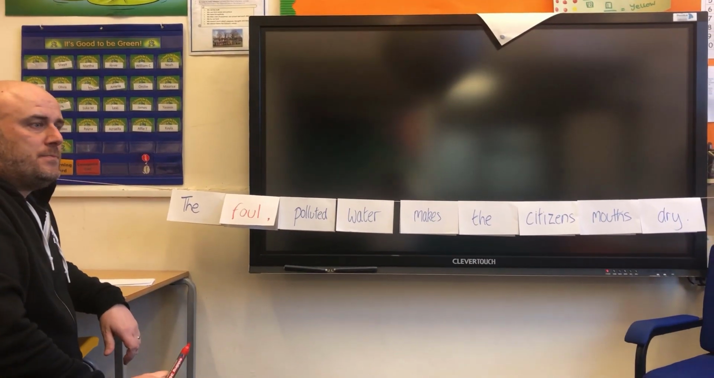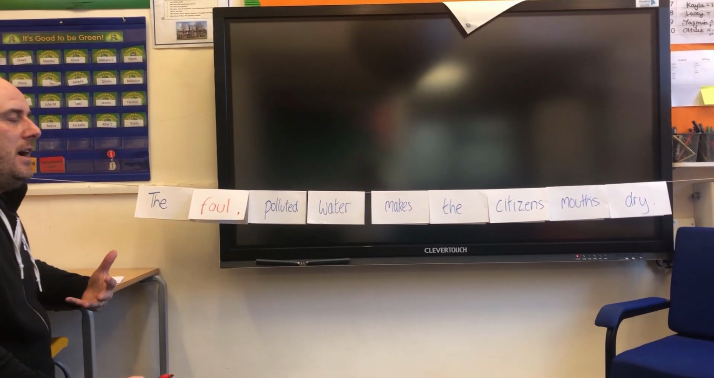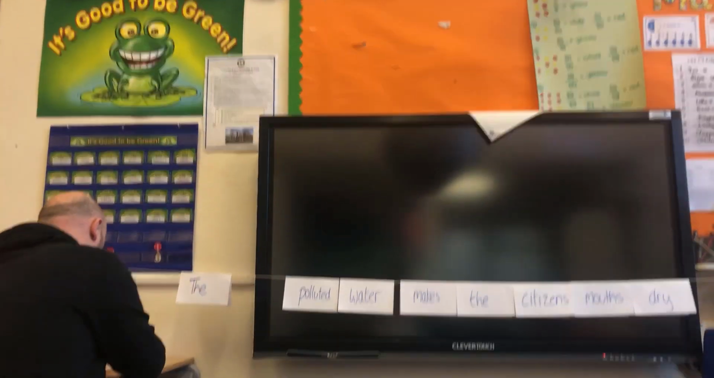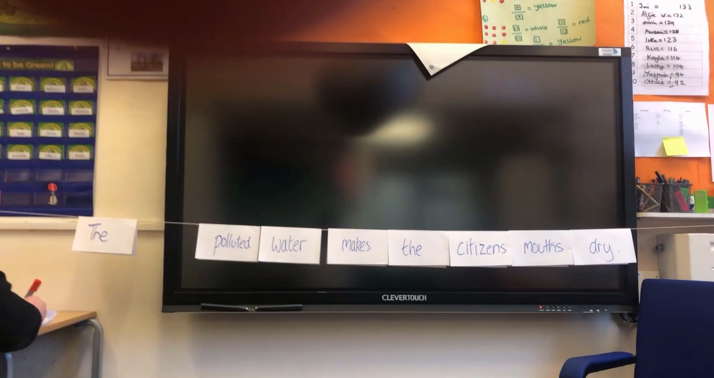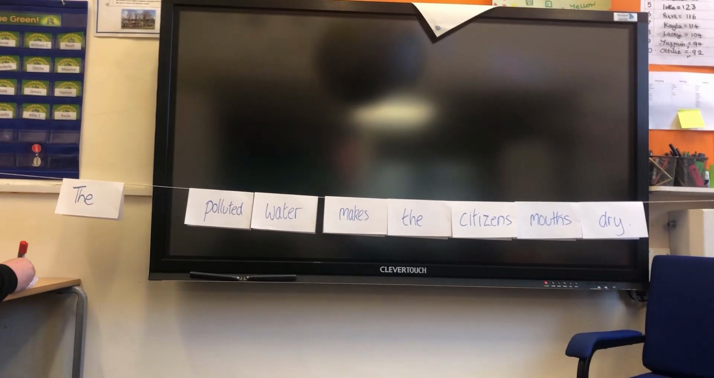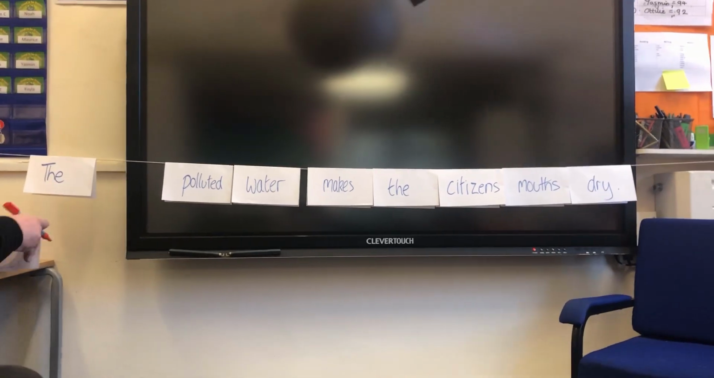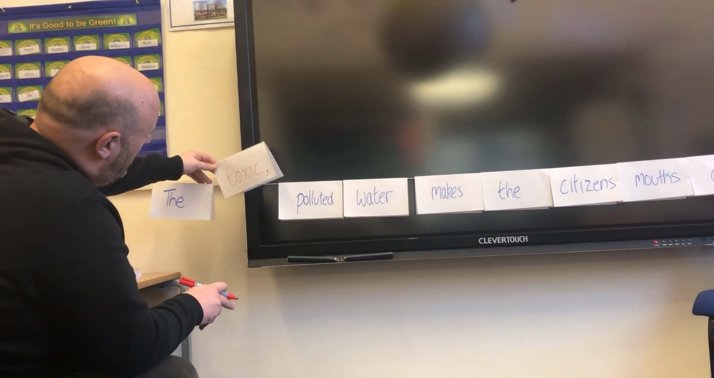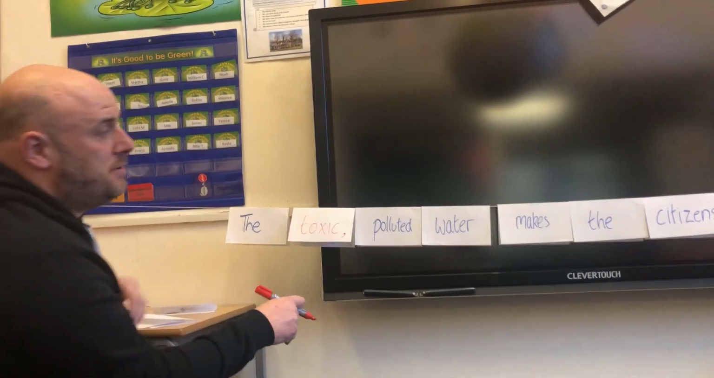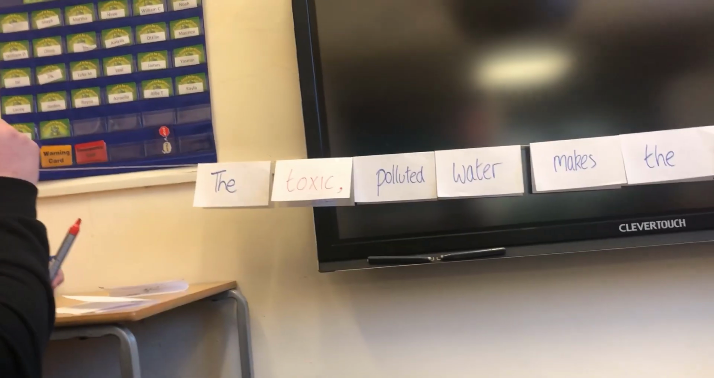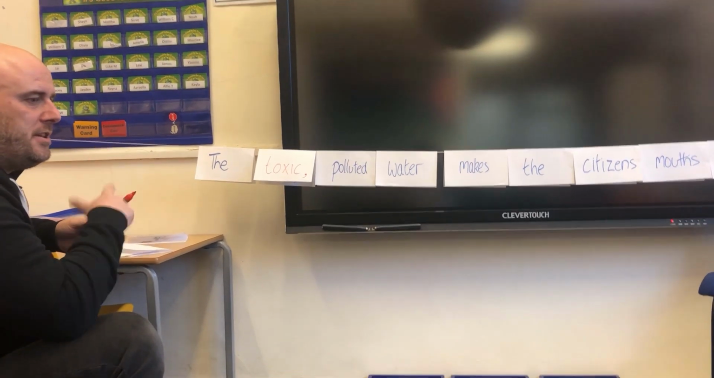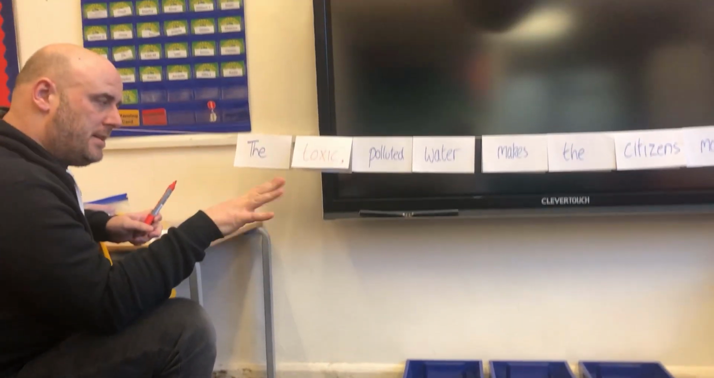Instead of foul, I could put another type of word here, another adjective. So I'm going to remove the foul, and I'm going to put in a word that I think fits in nicely with the picture. I'm going to go with the word toxic. Now, you've probably all heard the word toxic. It means poisonous. The toxic polluted water makes a citizen's mouth dry. So toxic or foul, they're both conjuring up images of smell and scent to me, so that's good.